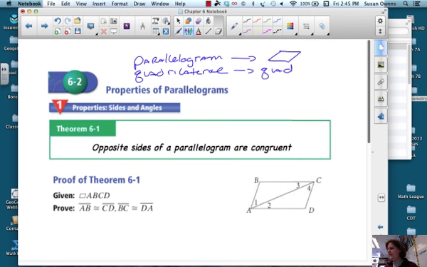Now, each one of these theorems, I'll go over the theorem and talk about them, but the proof I'll actually save for class. Okay, so the first one says that opposite sides of a parallelogram are congruent. So this will be parallelogram, opposite sides, congruent theorem. So by definition of a parallelogram, opposite sides are parallel, and then we can use this theorem if we need to say that opposite sides are congruent.